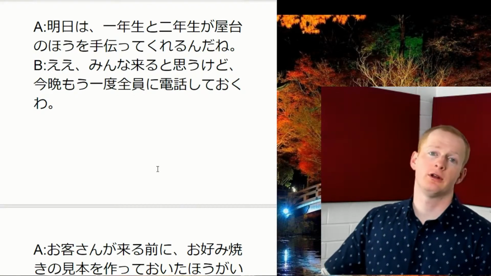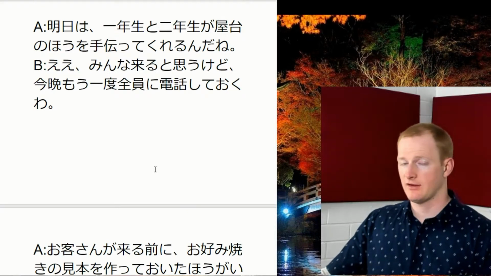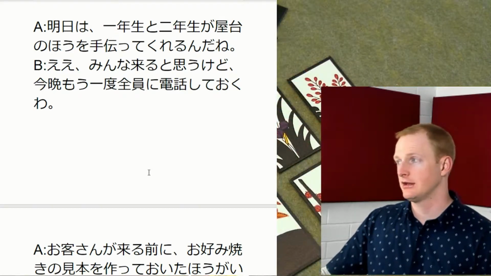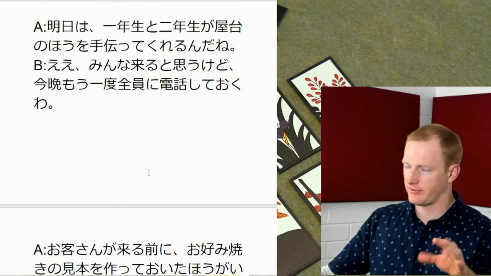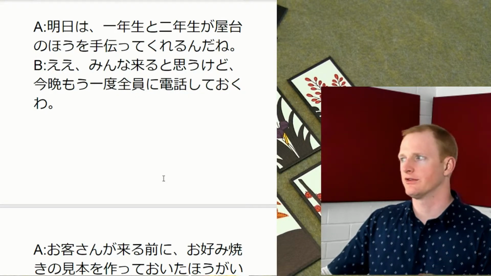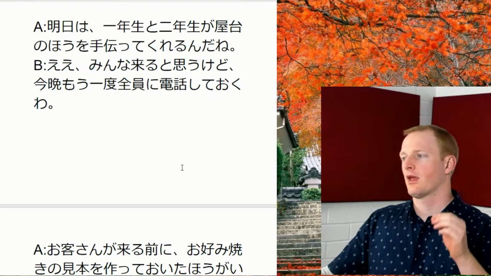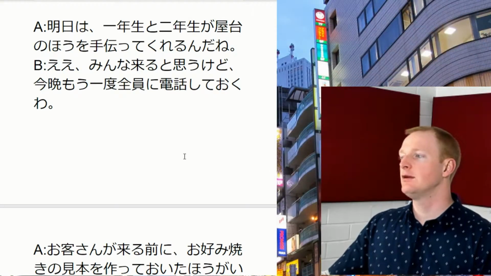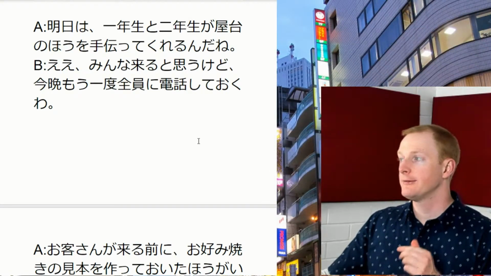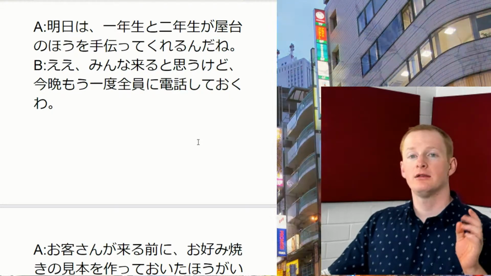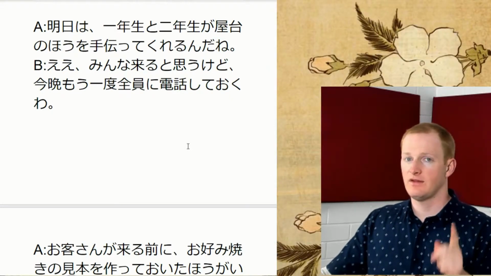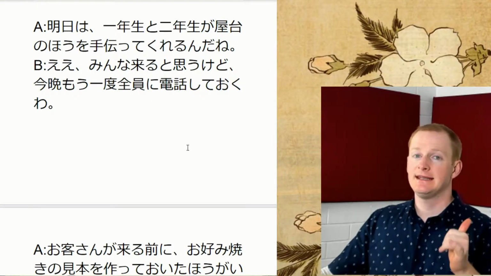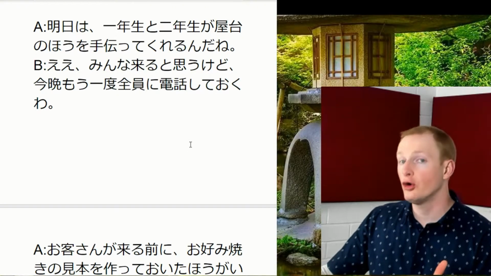Okay. And B-san says, so yes. Minna kuru to omou kedo, right? So I think everyone's coming, right? Everyone knows it's a bunkasai, everyone will be coming. And this is specifically the members of the club, right? I think this is a tennis club or something. To omou kedo, we have 今晩もう一度全員に電話しておくわ. Alright, 今晩もう一度, so this evening one more time, 全員に電話しておく.